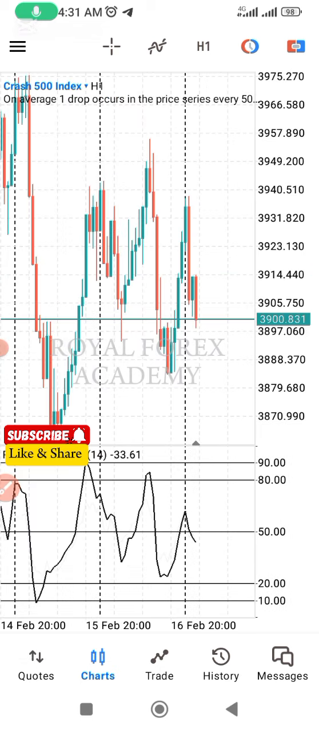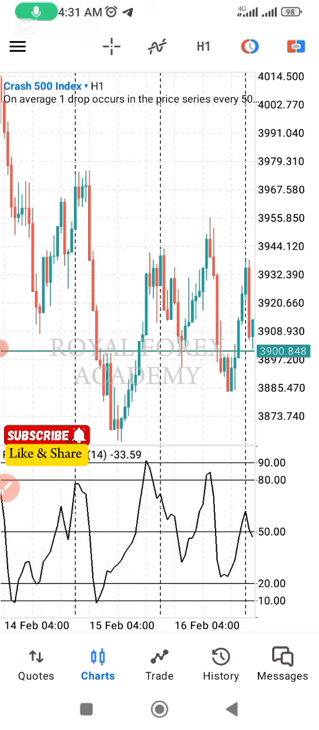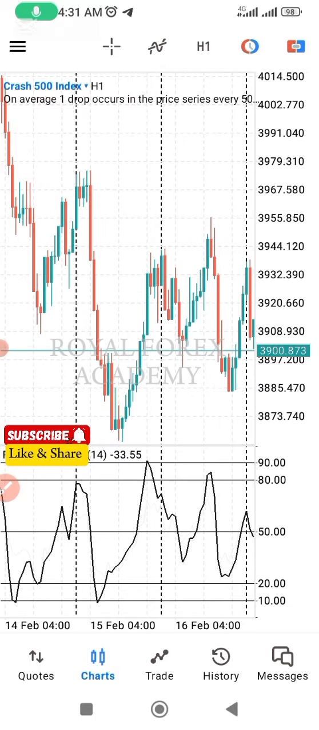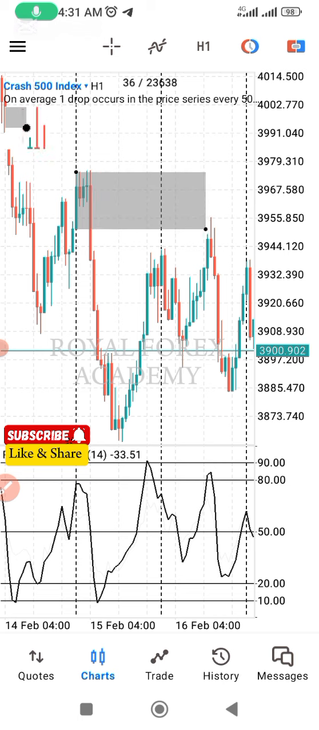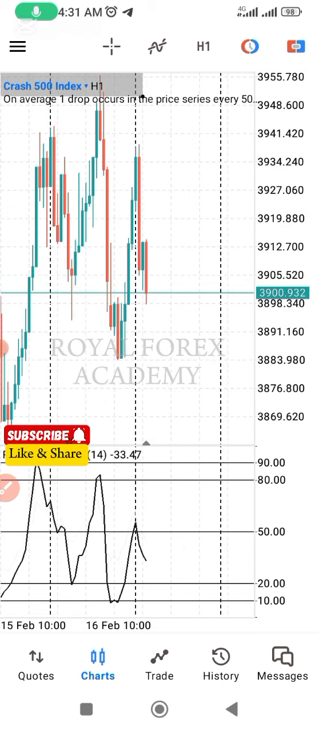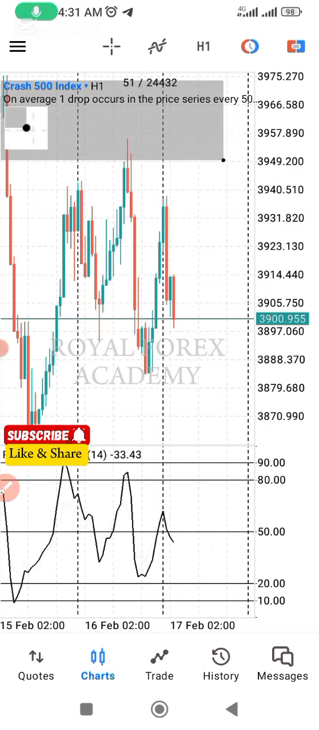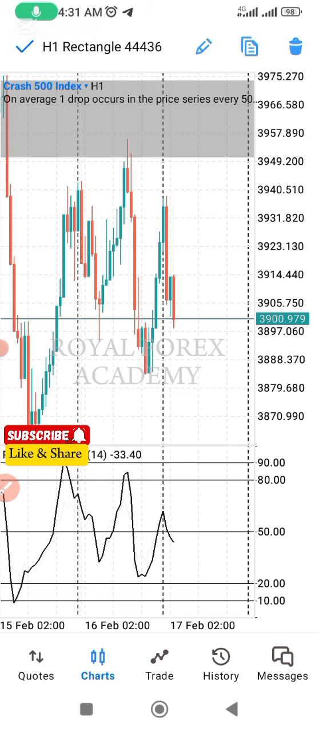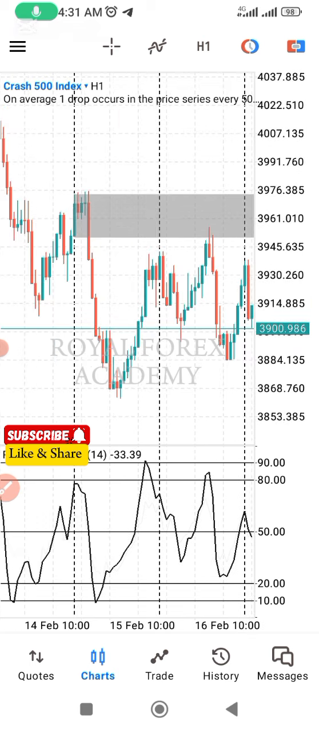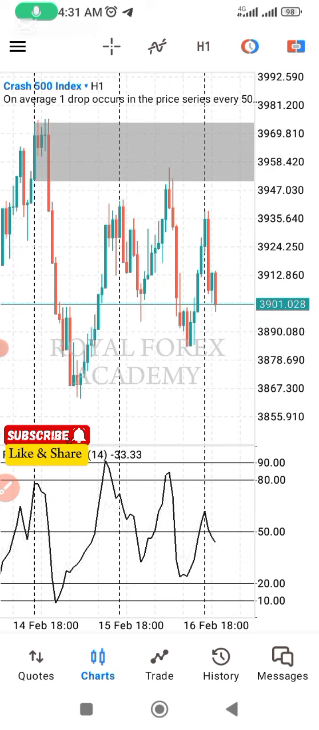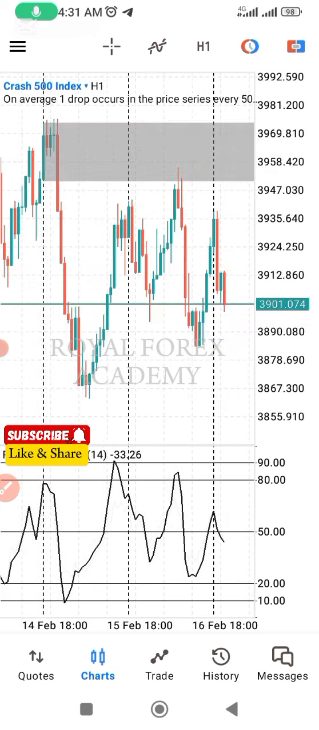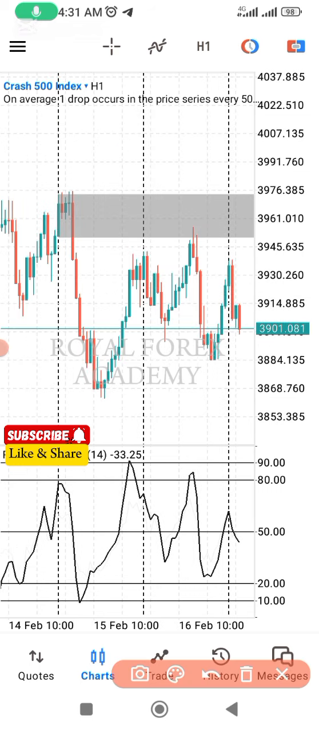Let's look at crash 500. Now you can see how this works. Look at your crash 500 and here is your typical order block. So this is our order block and I want you to see exactly what is happening. Price came in.